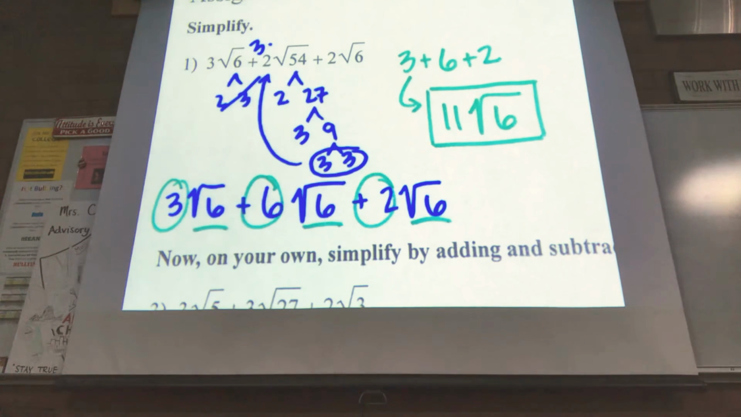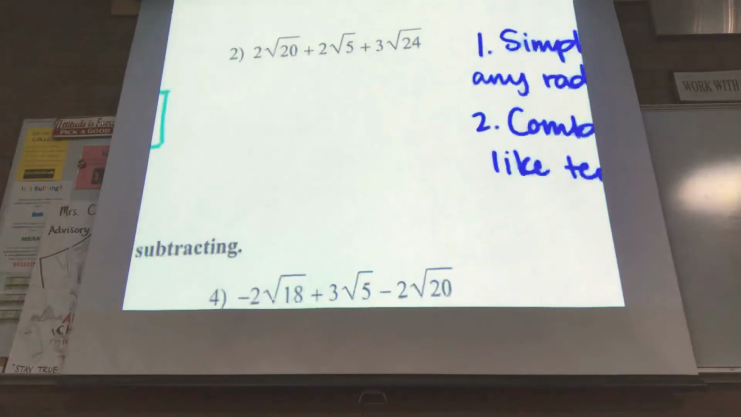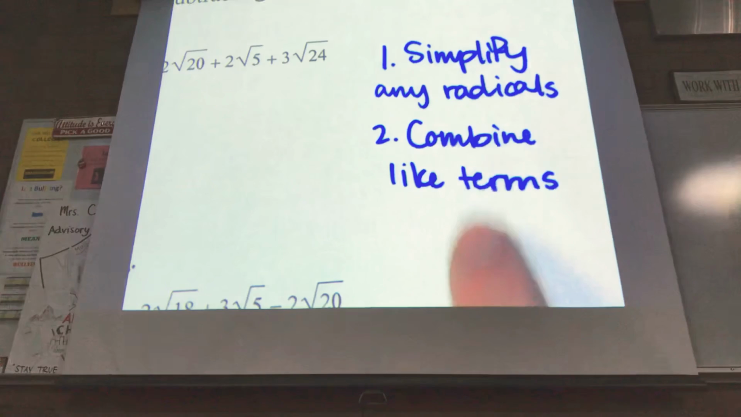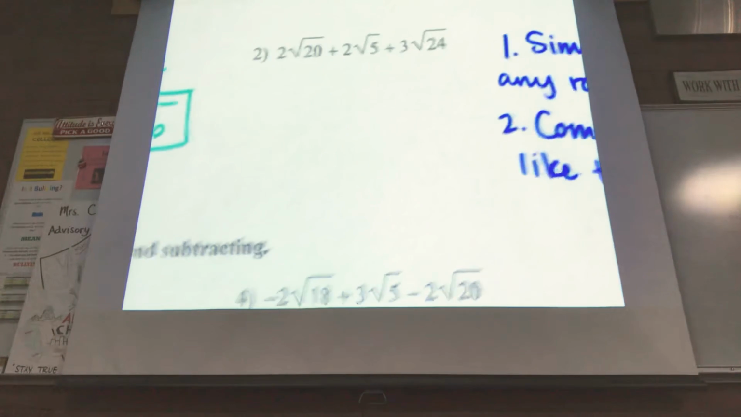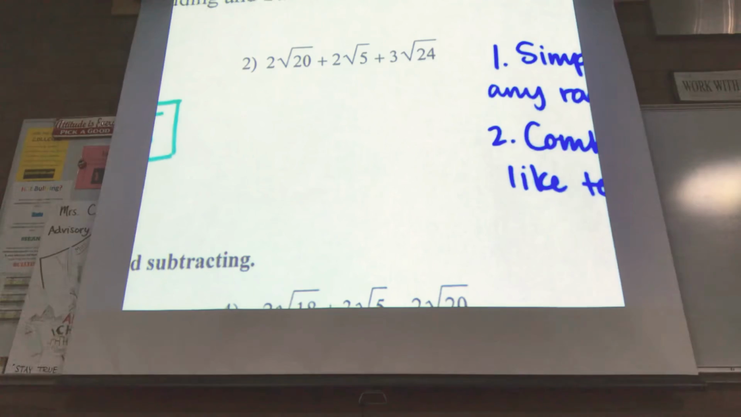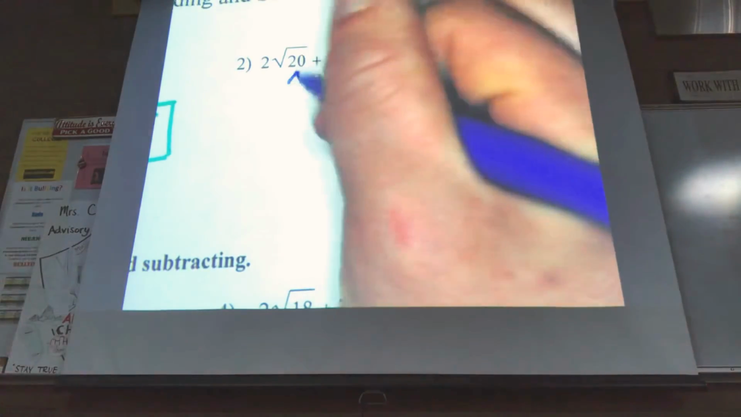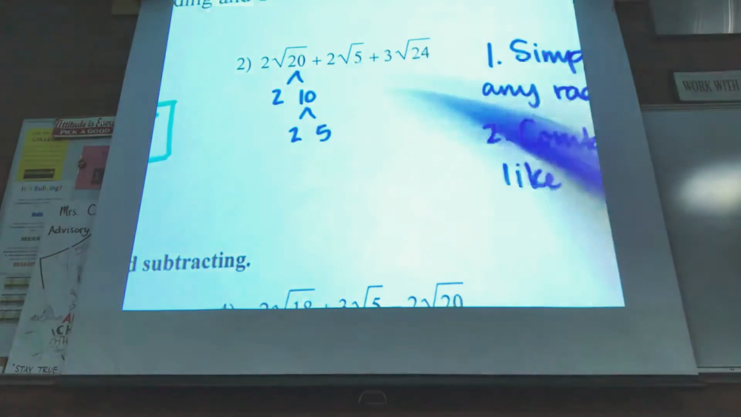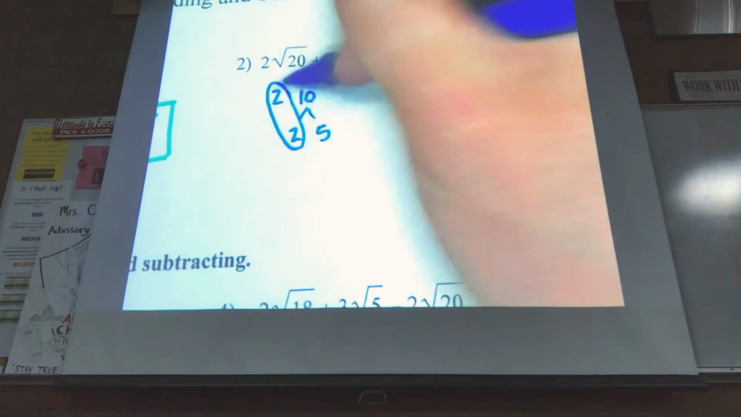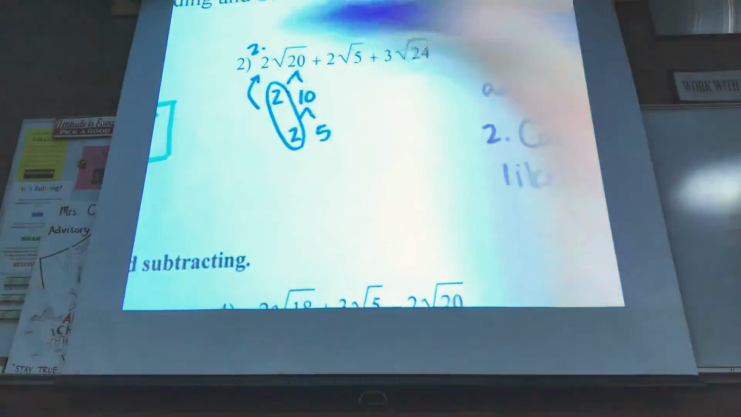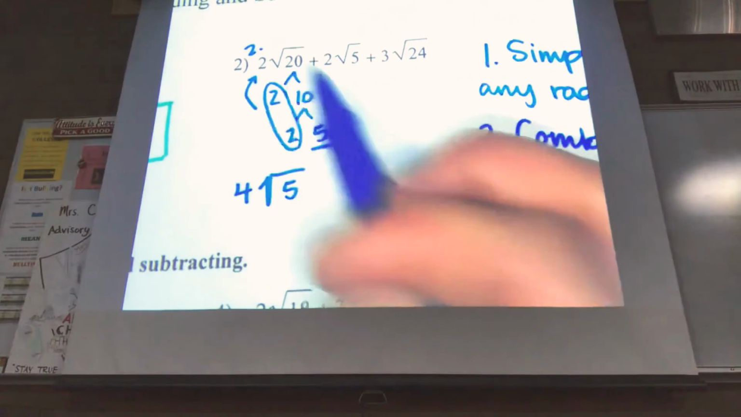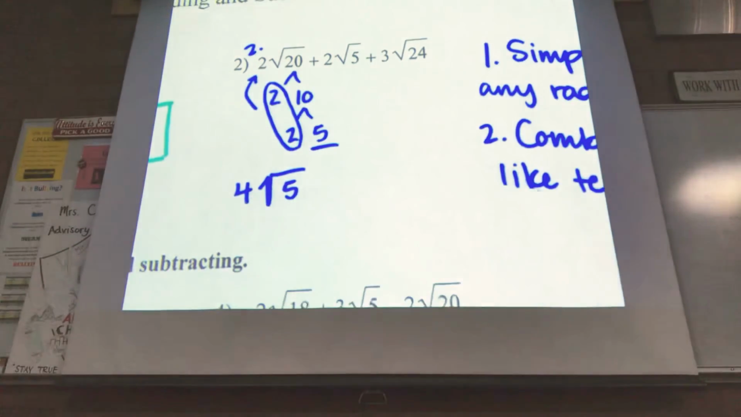Okay, awesome. Let's do number 2. We're going to follow our same steps. First one, simplify any radicals if we can, and then we'll see if we can combine like terms. Okay, so number 2, let's look at our first term. We have 20. 20 I know can be divided by 2. 2 times 10. 10 is 2 times 5. Okay, I automatically see the pair of 2's can come out. They multiply by that 2, making it 4 root 5 had to stay in. Okay, so that 2 root 20 actually turned into a 4 root 5.